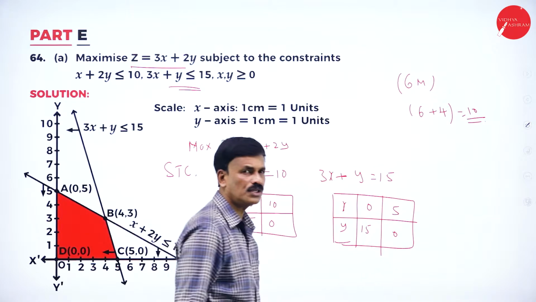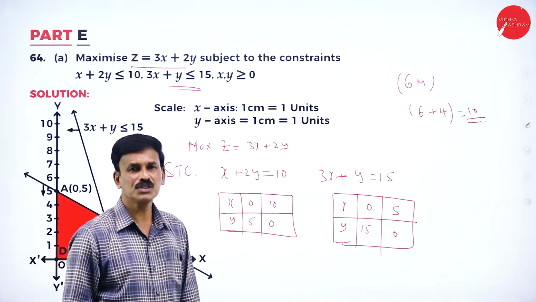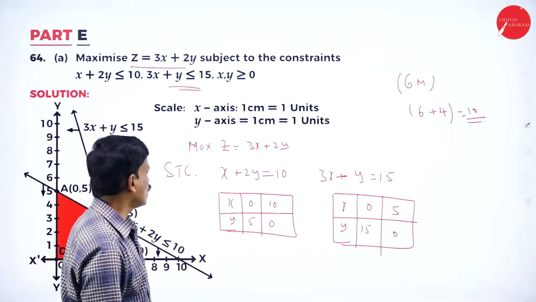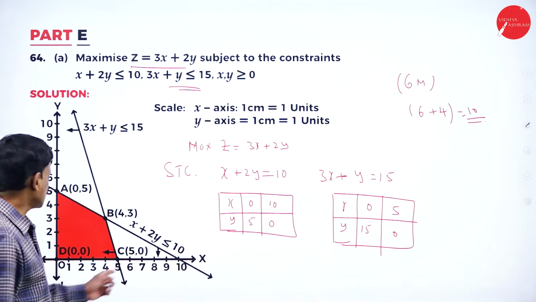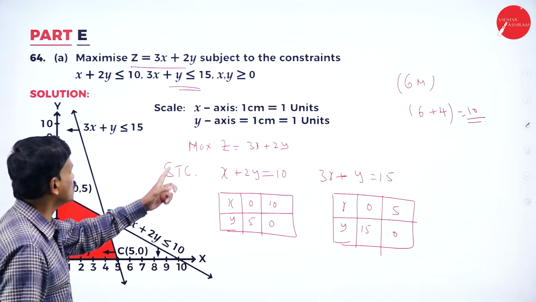So these are the coordinates. This is how we are going to get the points. Now let us represent this on a graph. Let us take this as the x-axis and y-axis. Let us consider a suitable scale.